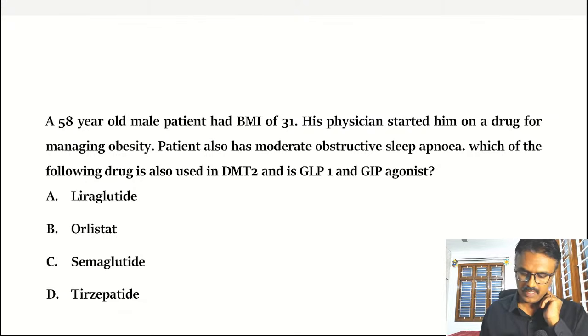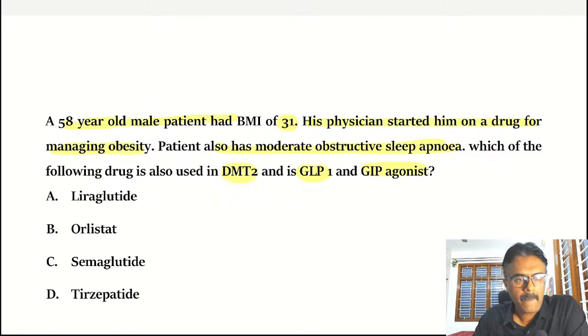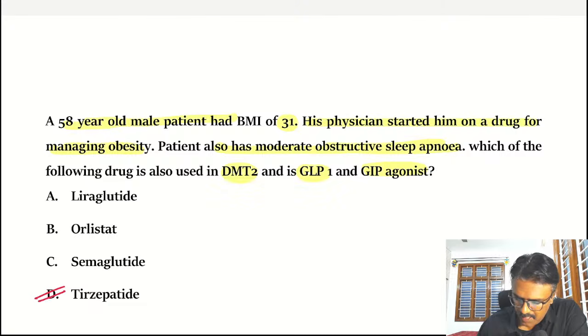Okay, the question reads like this. A 58-year-old male patient with a BMI of 31, so obviously obese. His physician started him on a drug for managing obesity. The patient also has moderate obstructive sleep apnea. Which of the following drugs is used for diabetes also, and is a GLP-1 and GIP agonist? Anybody? Try to answer this. Yes, come on. Now, it's a new drug by the name tirzepatide. It's a GLP as well as GIP agonist, and it is also used in diabetes type 2.